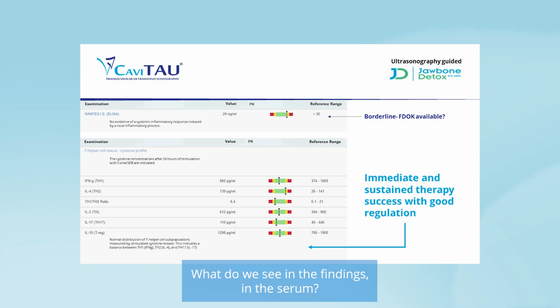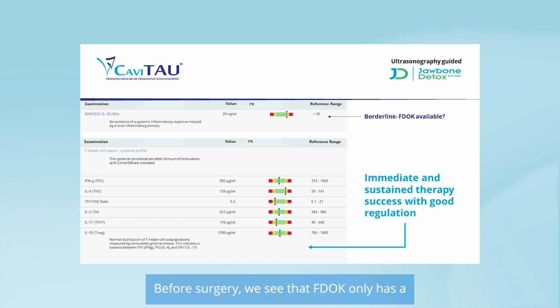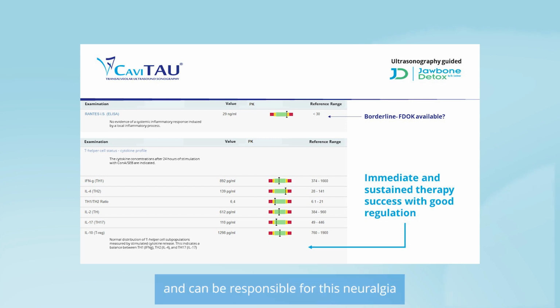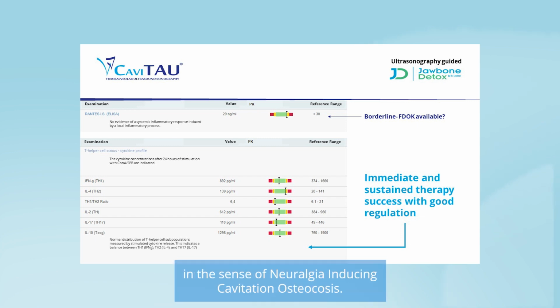What do we see in the findings? In the serum, before surgery, we see that FDOK only has a borderline elevated range of 29. Nevertheless, we take this as a serum indication that FDOK is present and can be responsible for this neuralgia in the sense of neuralgia-inducing cavitation osteonecrosis.